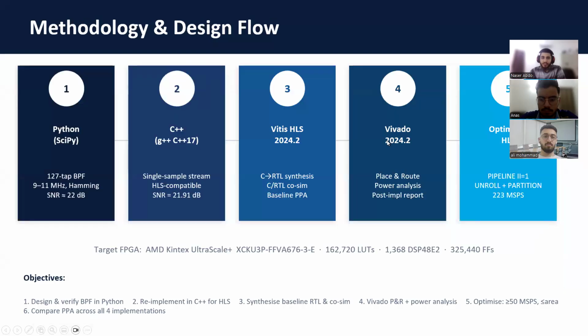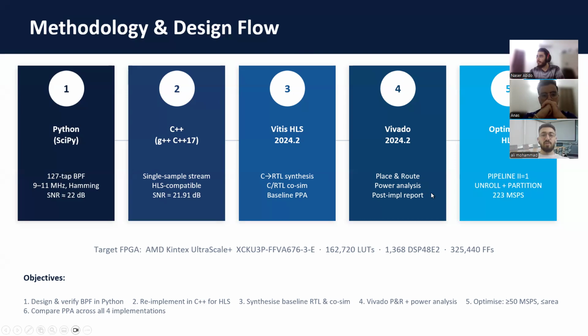Our flow was 5 steps: Python to design the filter, C++ to prepare it for HLS, Vitis HLS to generate the RTL, Vivado to implement it physically, and finally an optimized version to meet our throughput target. The target chip was the Kintex UltraScale Plus, which has more than enough resources for our 127 tap filter. Now we'll move to Ali. Next slide.